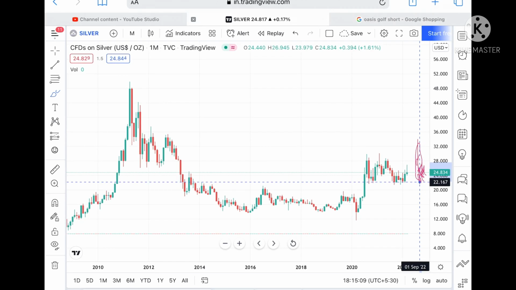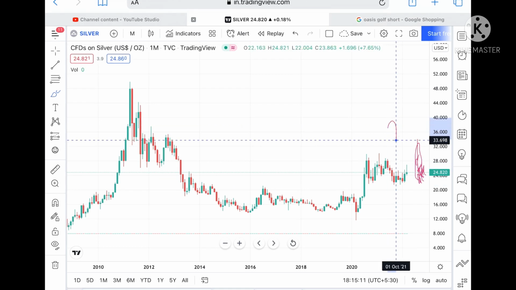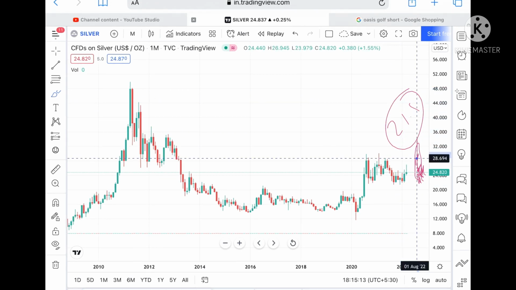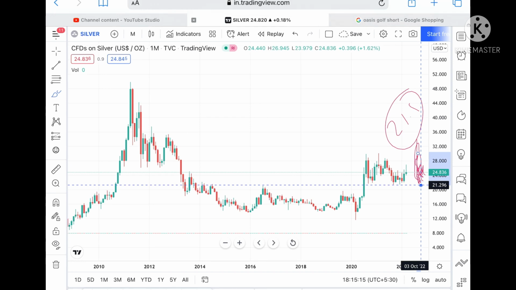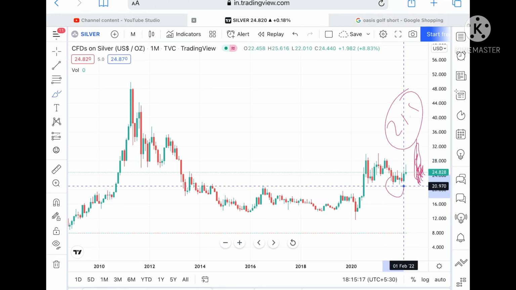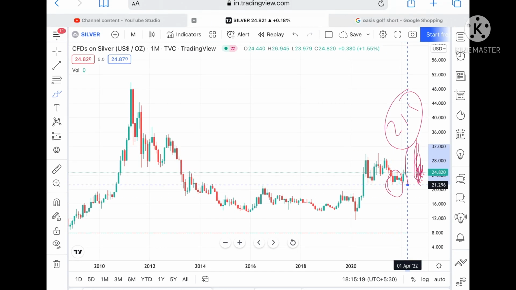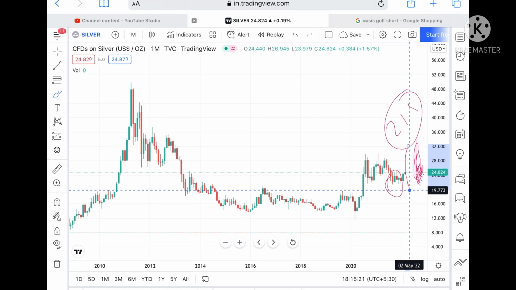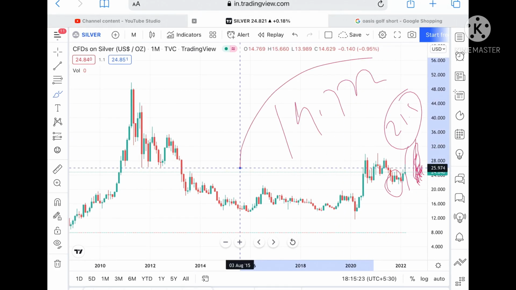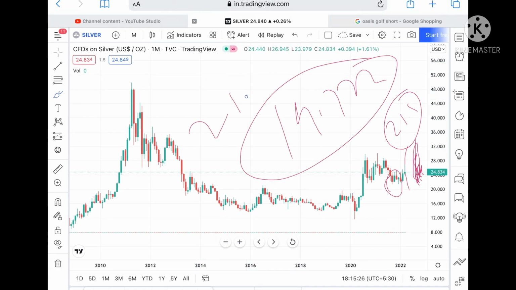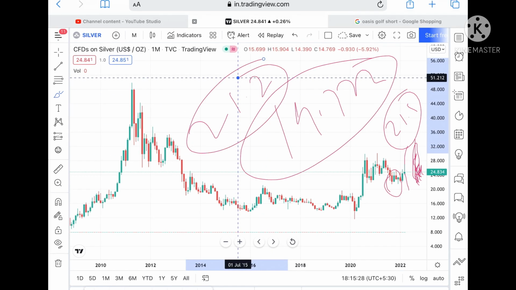Suppose the price falls below this level, then it can touch 21.949, and if it goes below this level, then it can touch 21.296. This level is already being tested here, so chances are high that it can fall further towards 19.773. Keep this in mind: if it falls below a level of 24.4, then we can see it fall further.